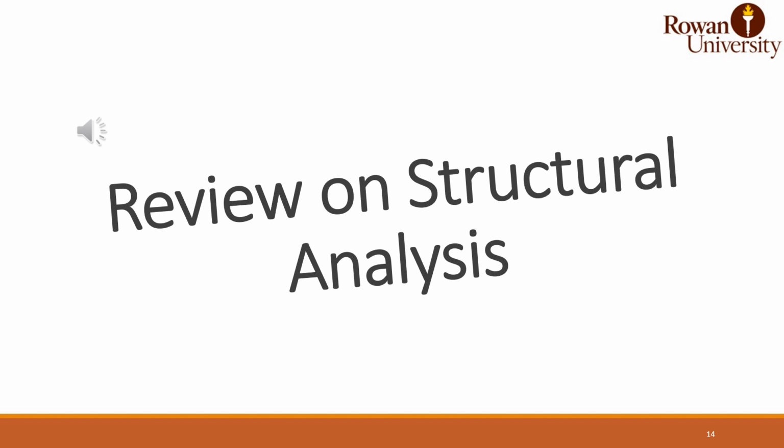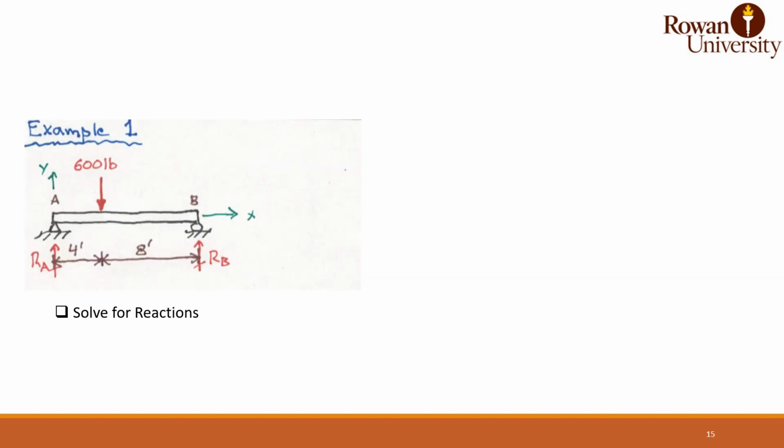Now we will start our review on structural analysis. So for this problem, example number 1, we have a simply supported beam AB. It has 12 feet span or length. It has 600 pounds, 4 feet away from point A. And it's required for you to solve for reactions.